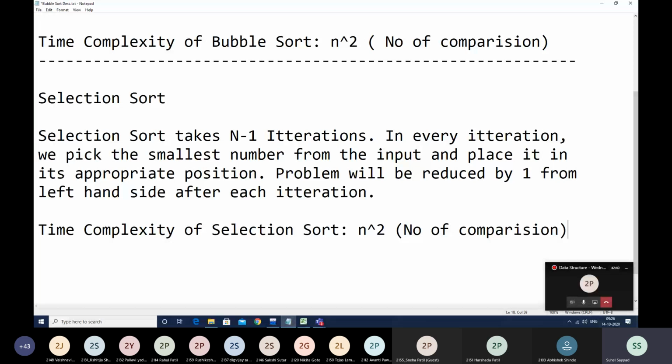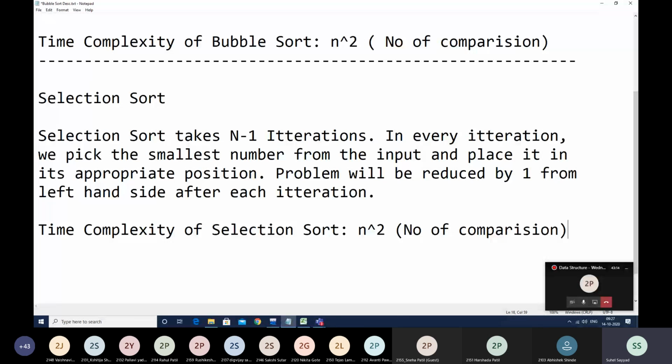Bubble sort works on the largest number technique, selection sort works on the smallest number technique. So both have two nested for loops which are working on some parameter of n, and that's why both the sorting techniques have an upper bound of n square as their complexity. But my dear students, if we see the literature, bubble sort is quoted as the worst sorting technique.